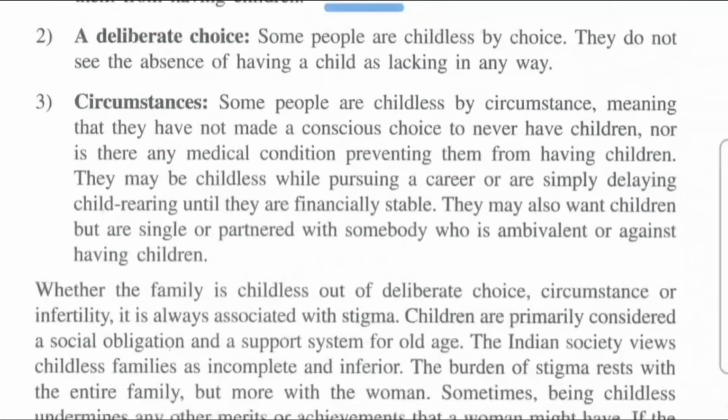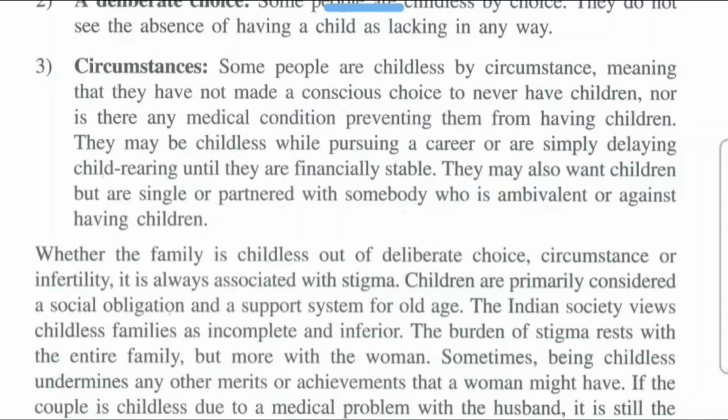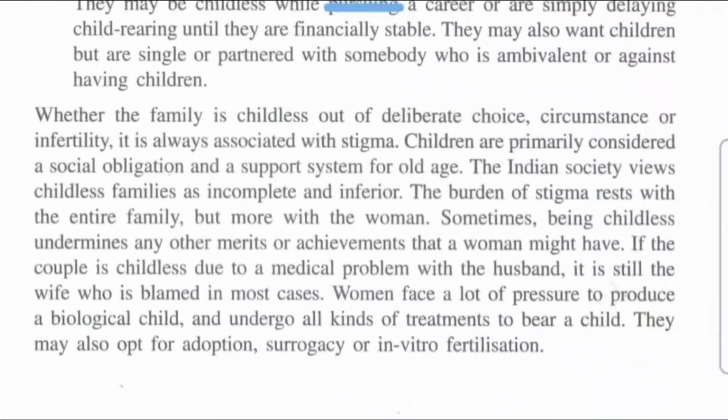3. Circumstances. Some people are childless by circumstance, meaning that they have not made a conscious choice to never have children, nor is there any medical condition preventing them from having children. They may be childless while pursuing a career, or are simply delaying child rearing until they are financially stable. They may also want children, but are single or partnered with somebody who is ambivalent or against having children.